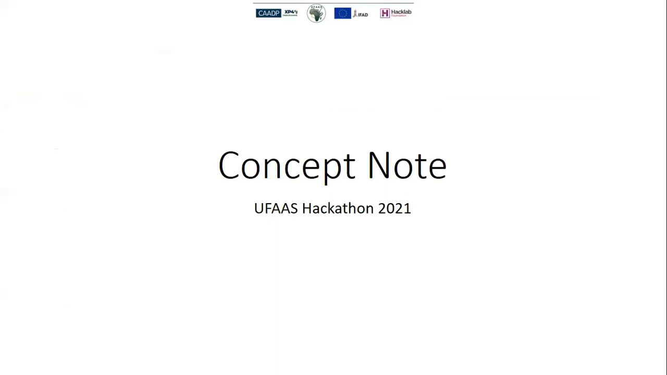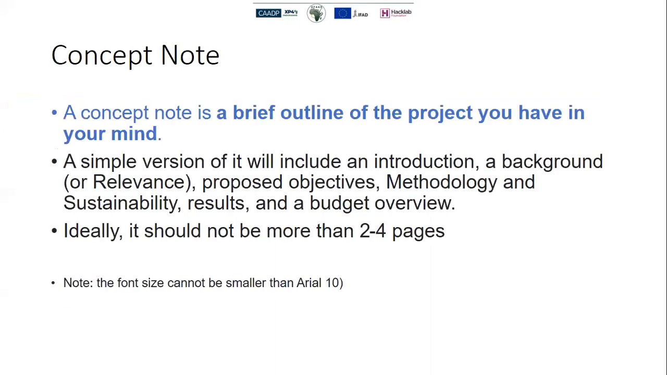So what's a concept note? A concept note is a brief outline of the project you have in mind. A simple version of it will include an introduction, background to show its relevance, proposed objectives, the methodology used for coming up with it, and then sustainability, results, and the budget overview. The budget overview is optional for now.